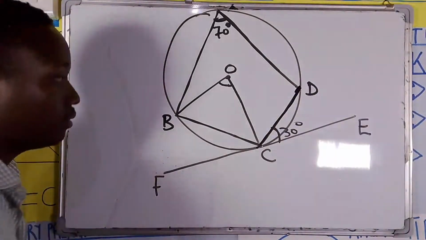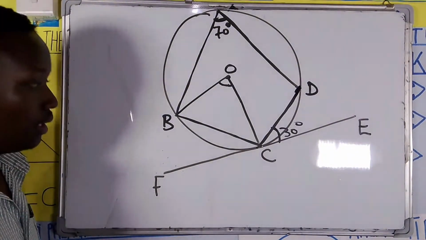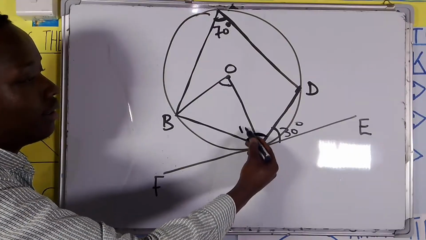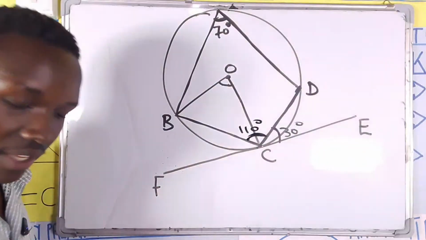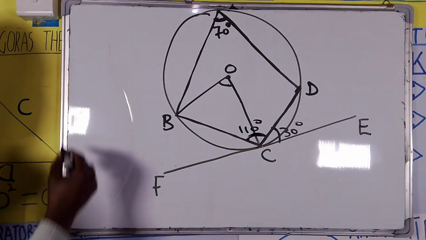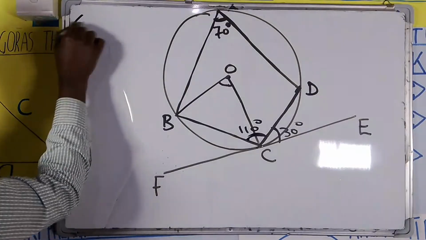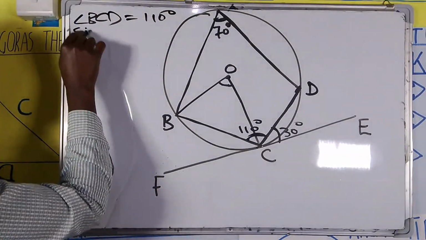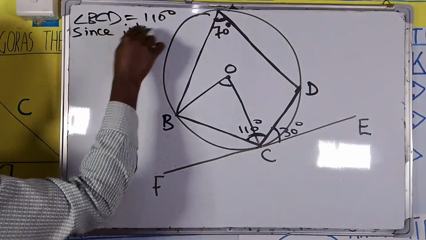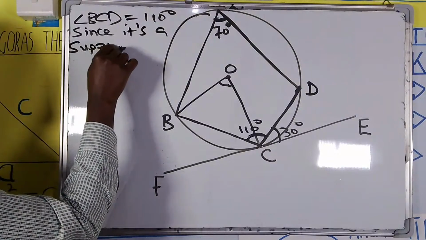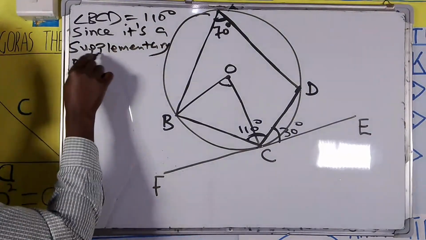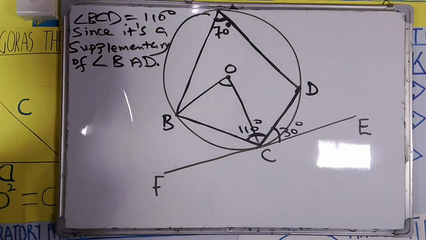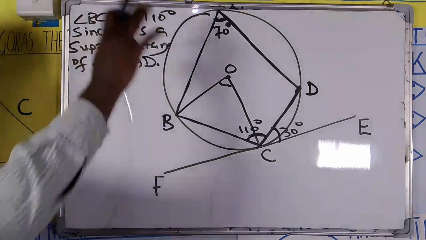When we join it forms a cyclic quadrilateral. If this is 70, this whole one will be 110. We are told giving reasons at each stage. So we can say stage number 1, angle BCD. Angle BCD is equal to 110 degrees since it is a supplementary of angle BAD. That's a reason. BCD is 110 since it is supplementary of B, A and D.